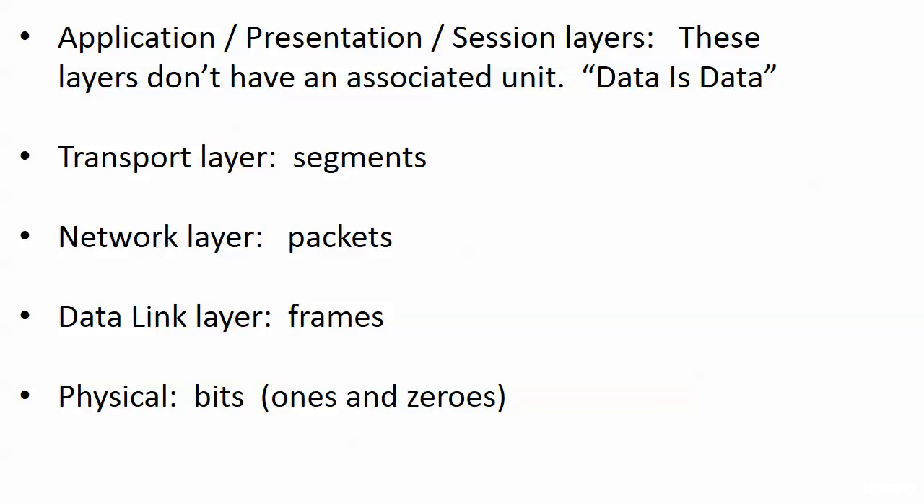Now, the application, presentation, and session layers, the ones that in our network admin jobs we really don't have a lot to do with, these layers do not have an associated data unit. Data is data, however you want to put it. It has not yet started to be prepared for transmission. Now at the transport layer, our data unit is segments. At the network layer, we're dealing with packets. At the data link layer, we're dealing with frames, and we're almost there. And then at the physical layer, it's all ones and zeros.